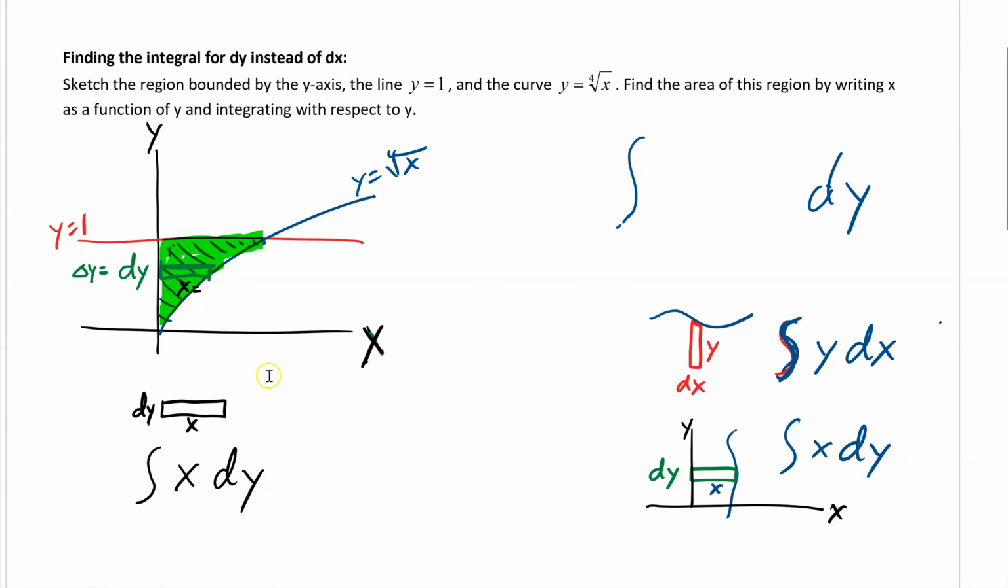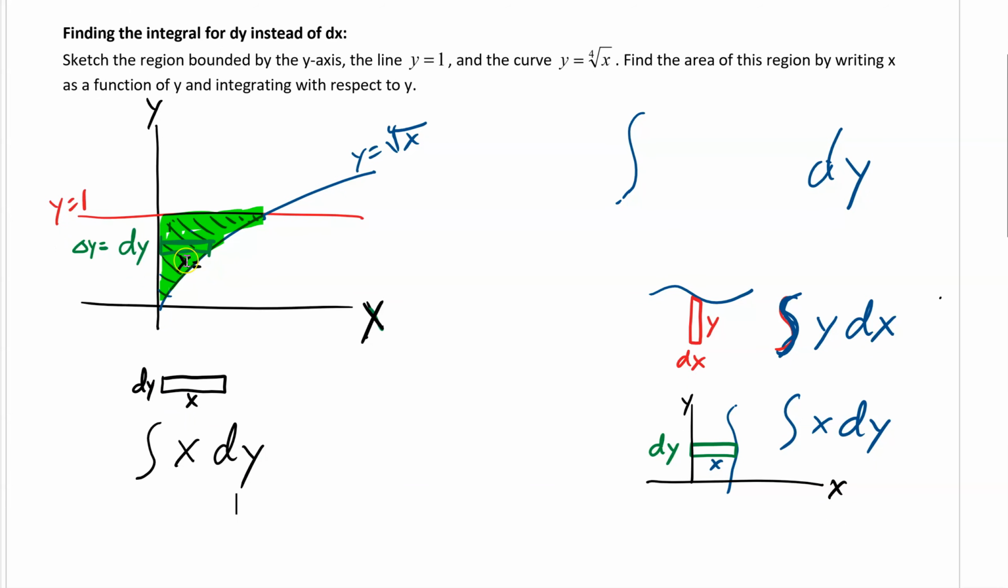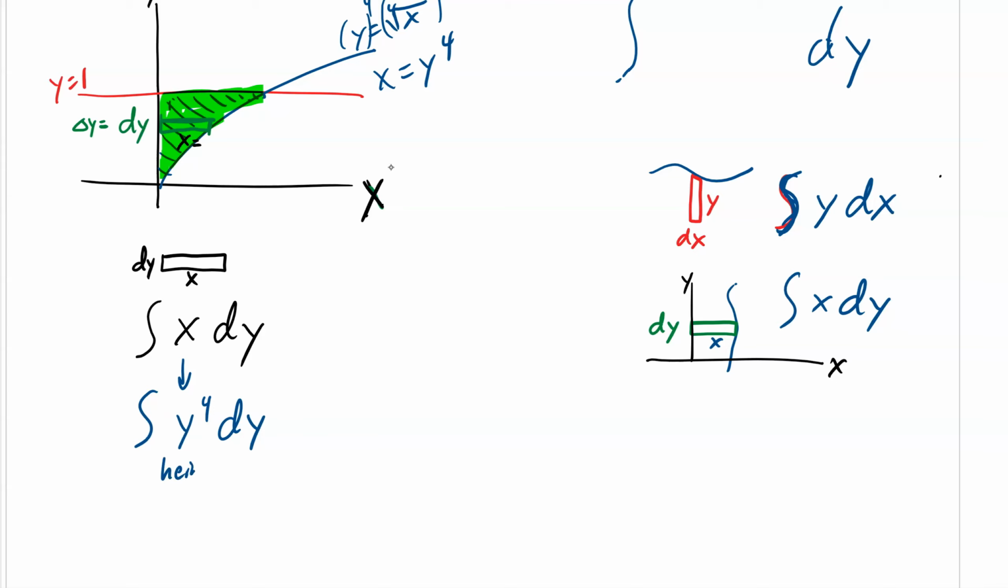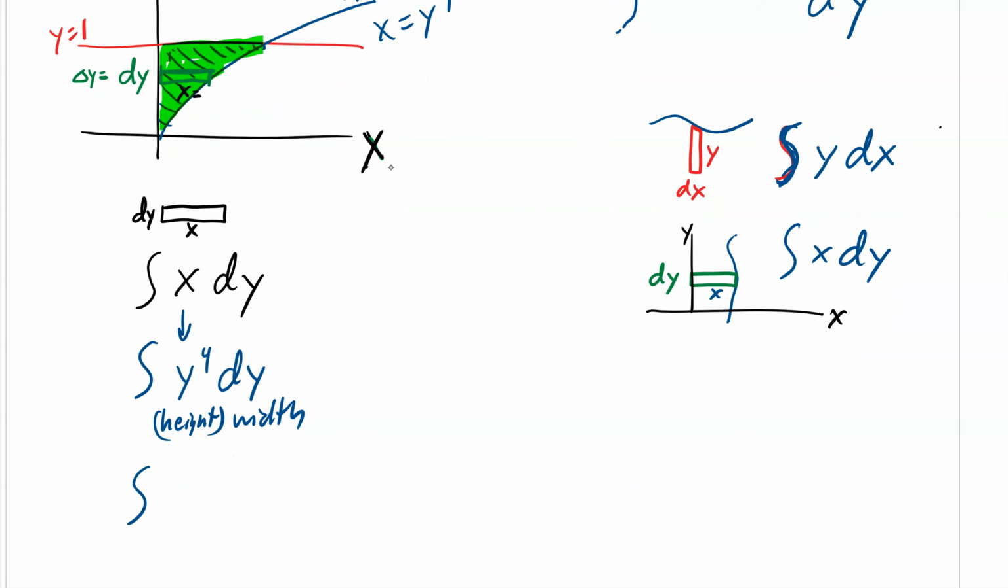So now what are these dimensions? So all you have to do now is go, well, that's x equals. We know that this is our function y equals. So if we now solve it for x, take it to the power of 4 on both sides, you get x equals y to the fourth. So now if you come down here and plug that in, we get y to the fourth is the height, dy is the width. So this is just height times width. And now we just need from where to where.